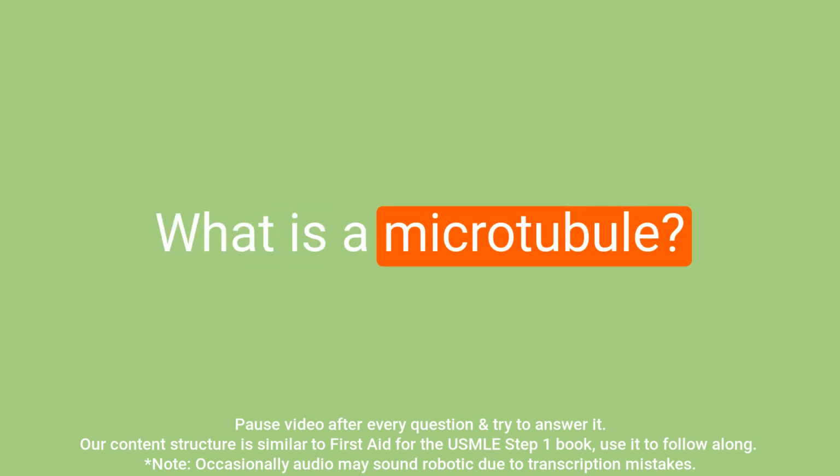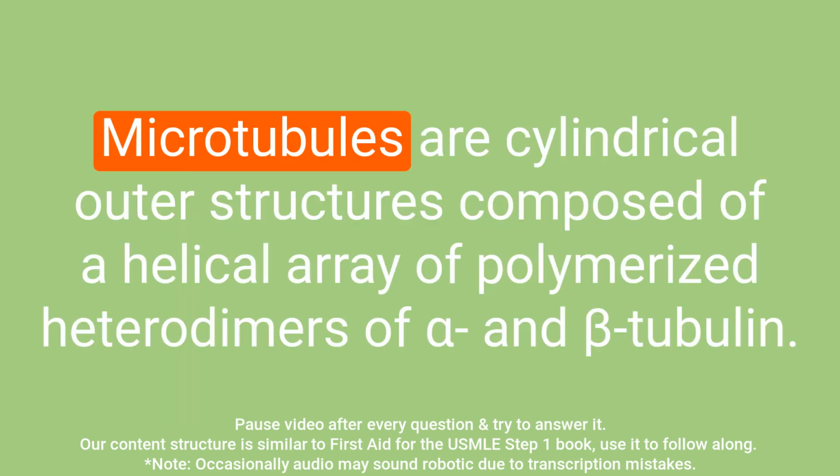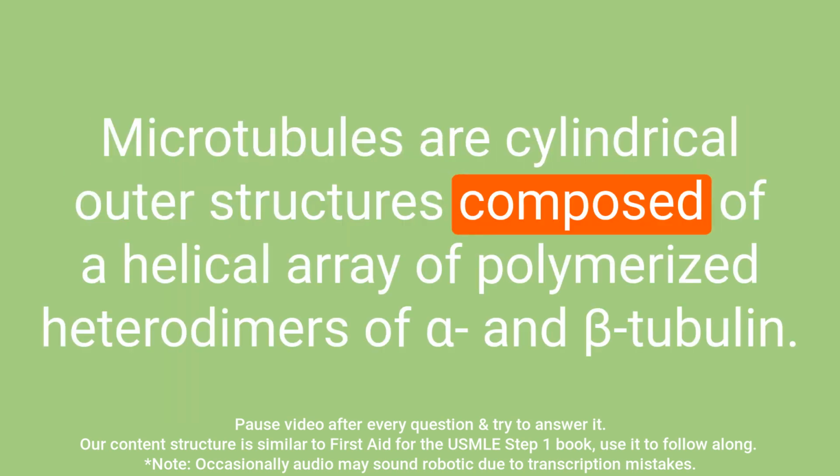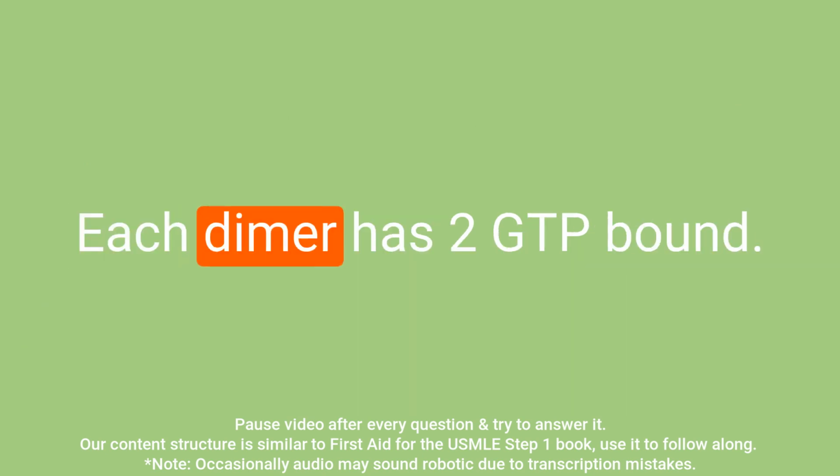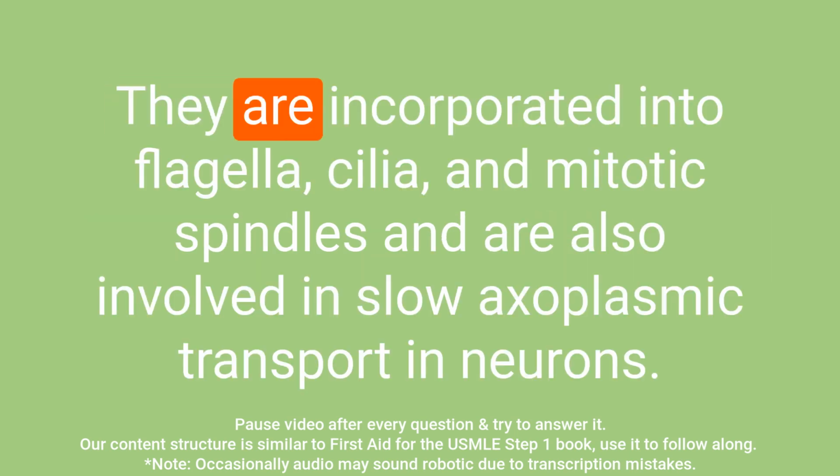Question: what is a microtubule? Answer: microtubules are cylindrical outer structures composed of a helical array of polymerized heterodimers of alpha and beta tubulin. Each dimer has 2 GTP bound. They are incorporated into flagella, cilia, and mitotic spindles and are also involved in slow axoplasmic transport in neurons.